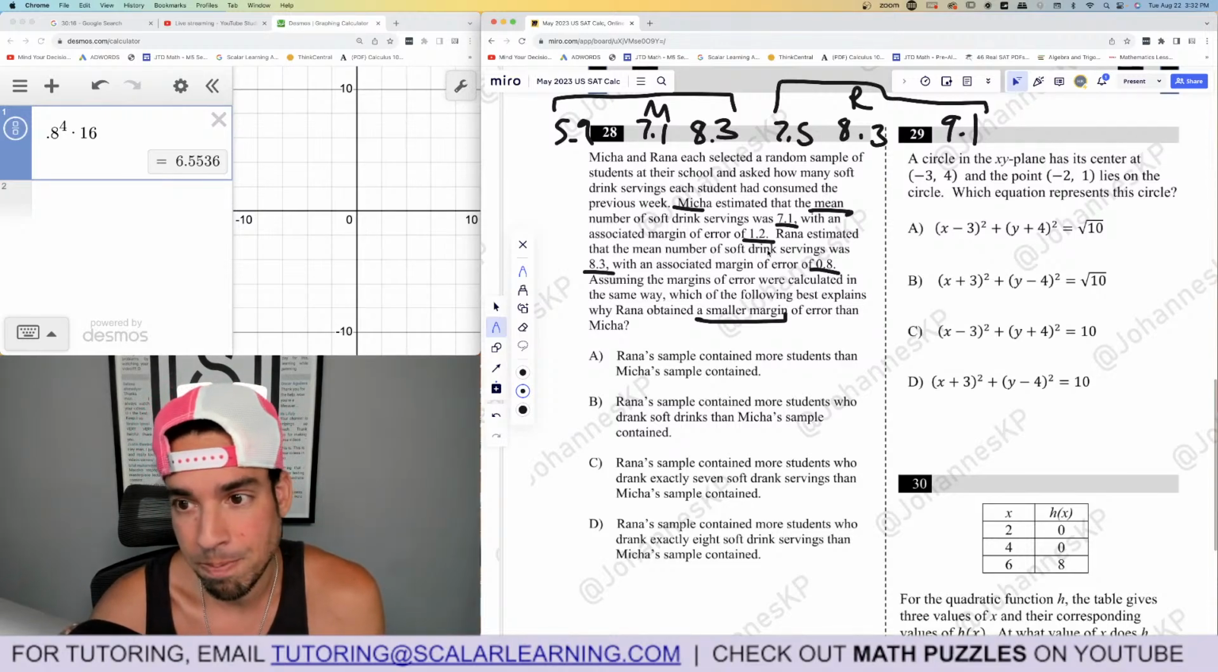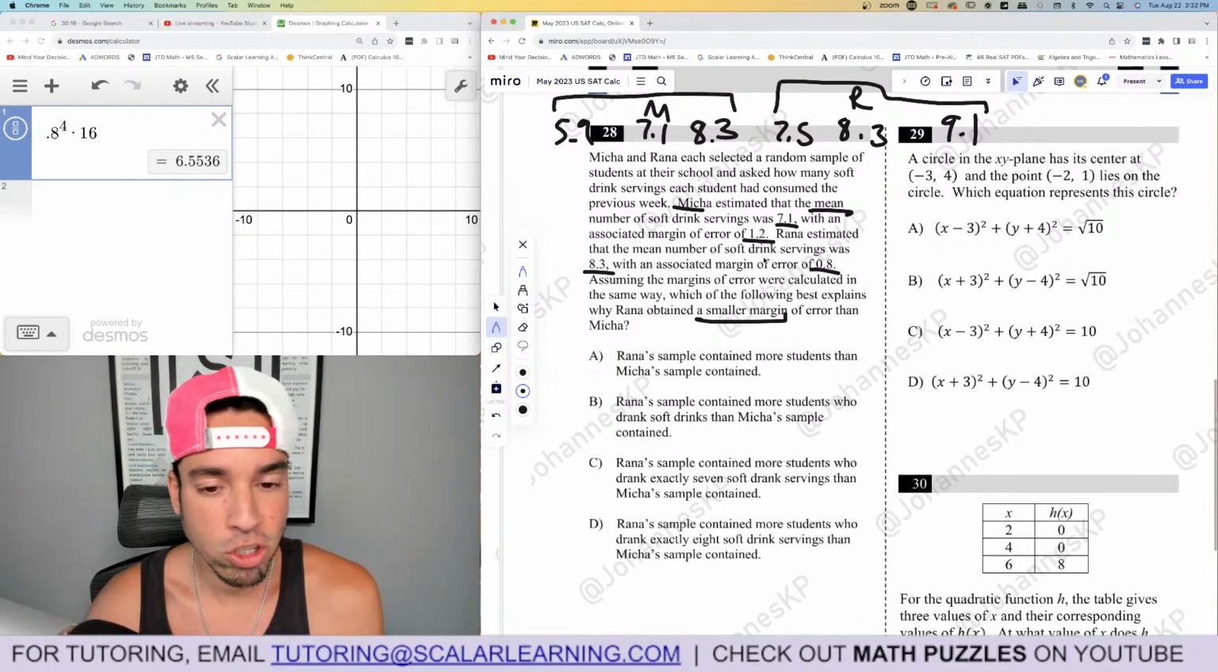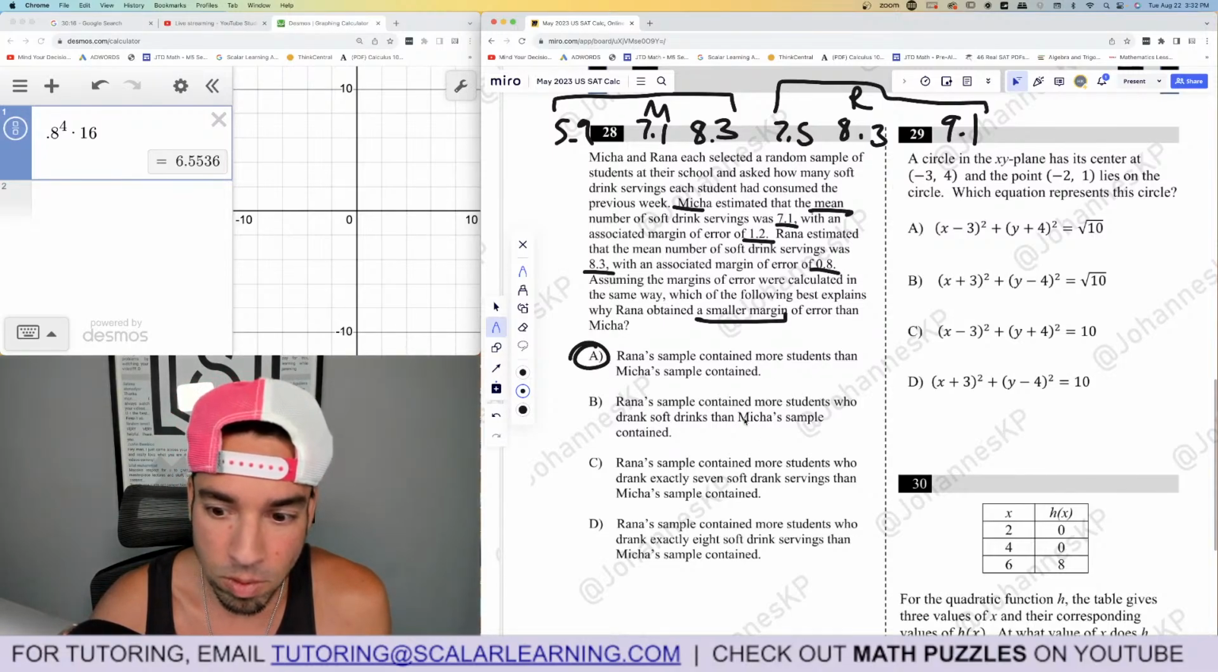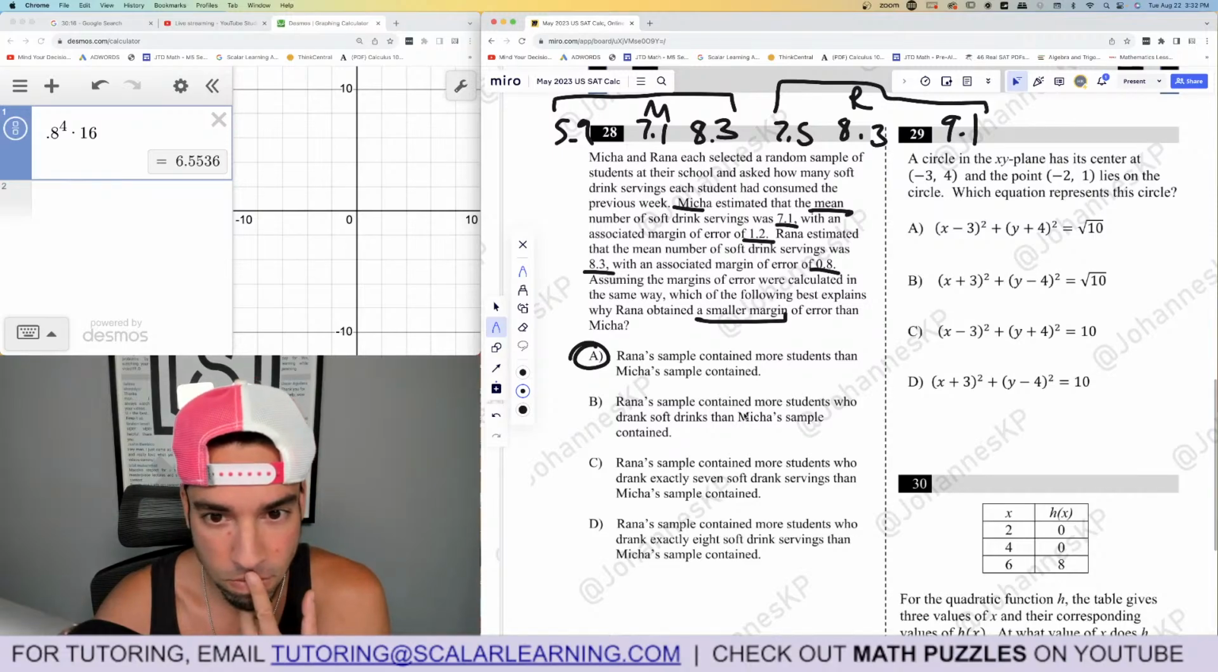But typically, if you're going to have a smaller margin of error, it means the sample is bigger, which is A. More students than Misha's sample contained. Sample contained more students who drank soft drinks. Wait a minute.